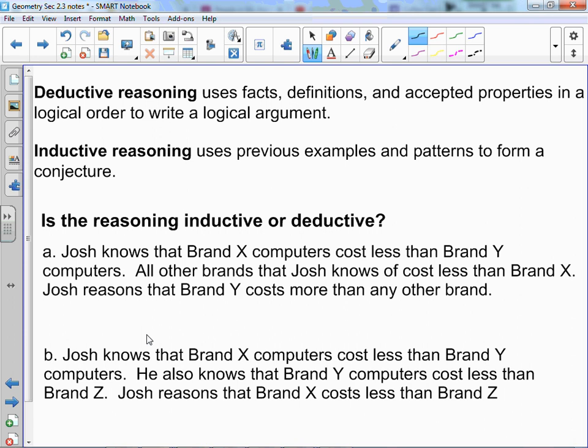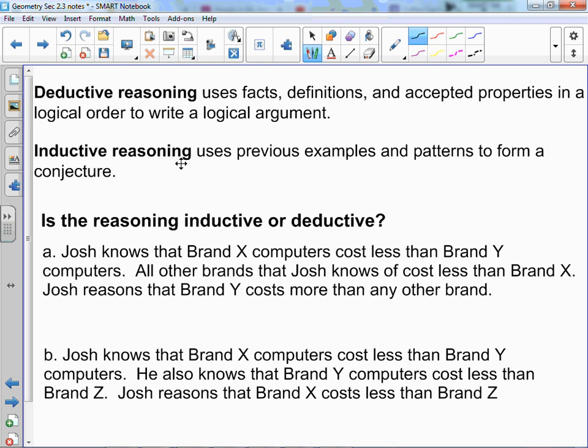All right, so then deductive reasoning and inductive reasoning. We've already talked about inductive reasoning in chapter 1, so deductive reasoning is the new thing here. Deductive reasoning uses facts, definitions, and accepted properties in logical order to write a logical statement. So deductive reasoning is taking stuff that we know that is factual, real data, and creating a logical argument from it.